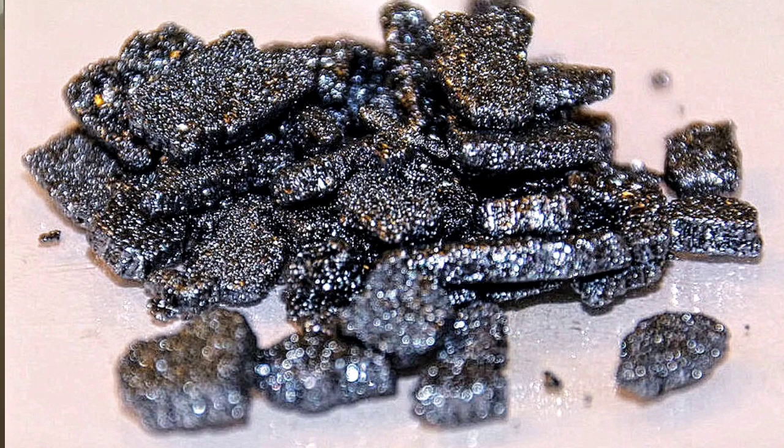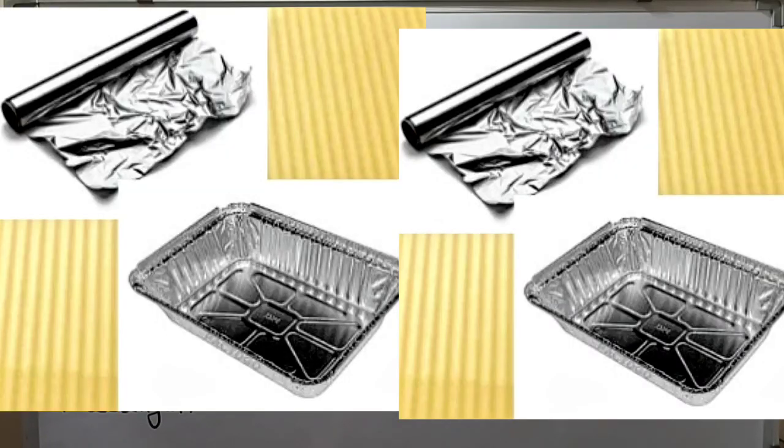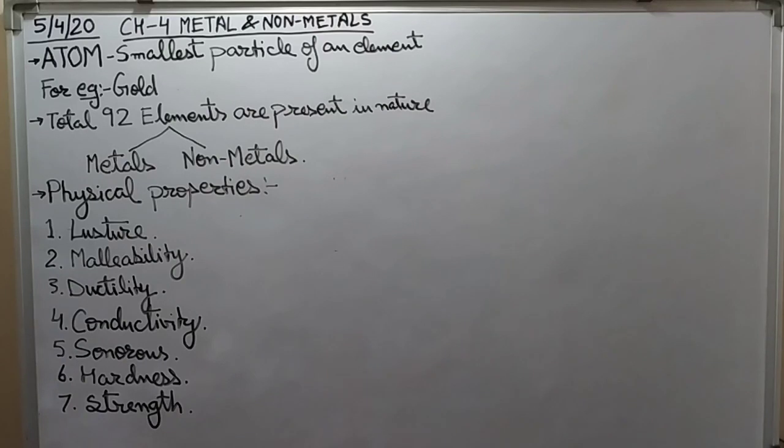Now, the second property is the malleability. Malleability means what? The property of metals by which they can be beaten into thin sheets is known as malleability. For example, silver, copper, aluminum. As you are already using copper foils or aluminum foils for packing your foods, you are using the silver foil for decorating your sweets.